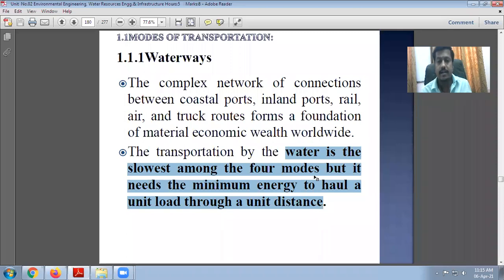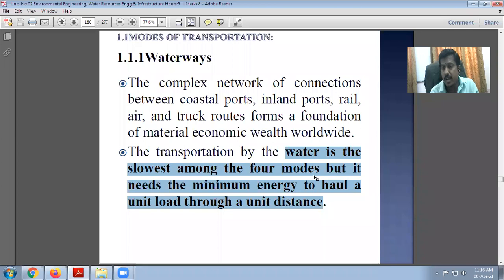But on the other hand, the advantage that we have is that we require the minimum energy to haul a unit load through a unit distance. Students, please understand, whatever the modes of transportation we have, waterways, roadways, railways, or airways, the four basic modes, each and every mode has some drawbacks and some advantages, and that is what we are going to discuss in today's session, the introductory part regarding these modes of transport. So what is the drawback of waterways? Time consuming. We require more time, but at the same time we require less energy.